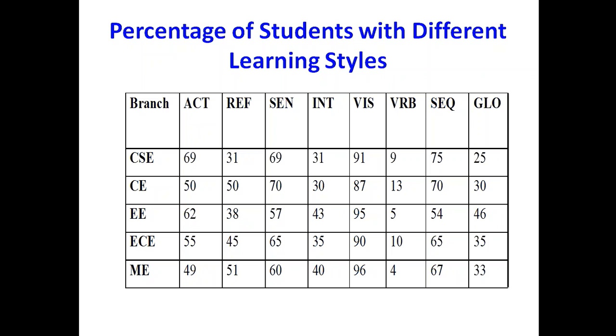except for active and reflective, they were also found to be preferring the sensing style, the visual style, and the sequential style of learning. But an equal percentage of the students were found to be oriented towards the active learning style and the reflective learning style. That means an equal number of students prefer to indulge in discussion, doing the things, trying out the things, while an equal number of students prefer to ponder upon, think through the information and reflect.